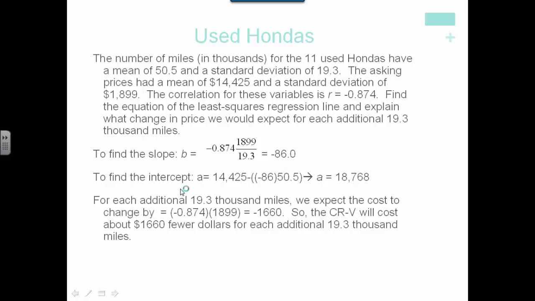To find and interpret the a value, we take our 14,425, which was the mean of the price, minus negative 0.86, our b value, times the 50.5, which was the mean of the x value. And we get our a value. So we would expect the cost to change by negative 0.874 times 18.99, or negative 1,660 for each additional 19.3 thousand miles.